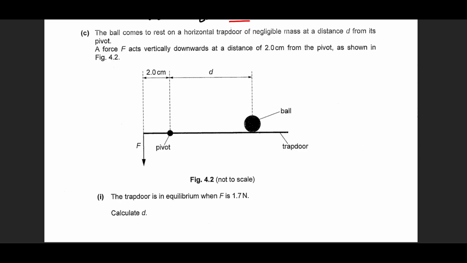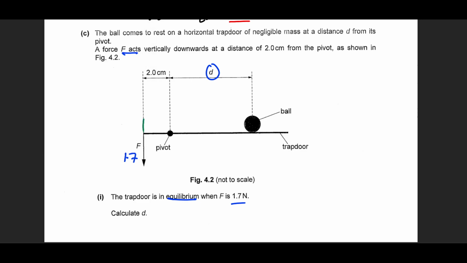The C part is in terms of moments. He says that the force F has a value of 1.7 as mentioned over here. He says the whole system is in equilibrium, right? So what is the value of D if the whole system is in equilibrium? No problem over here. Just try to figure out what's the clockwise and anti-clockwise moment.